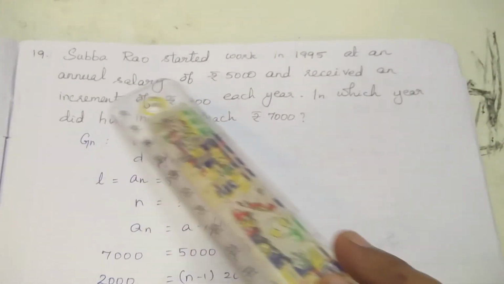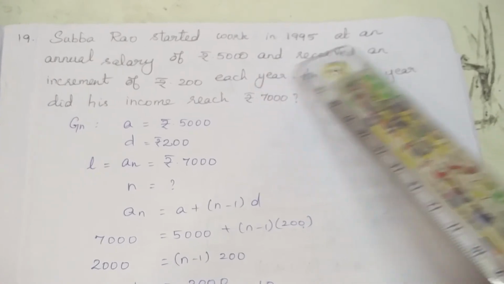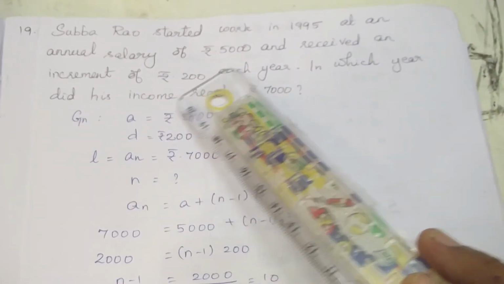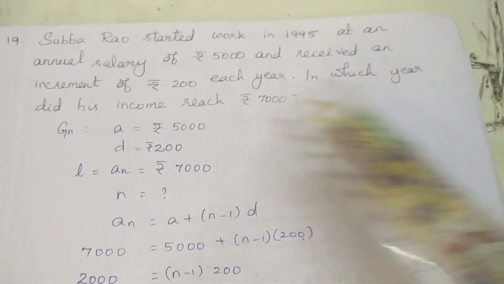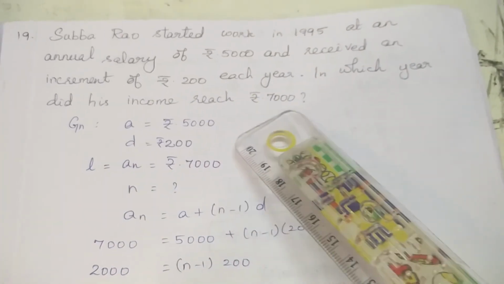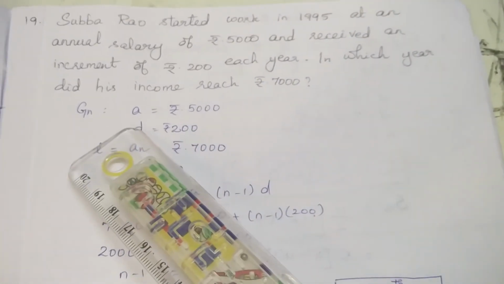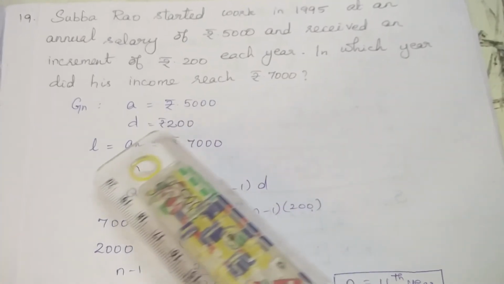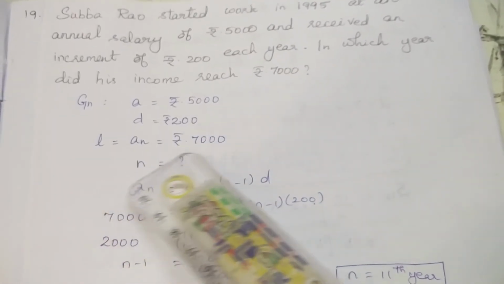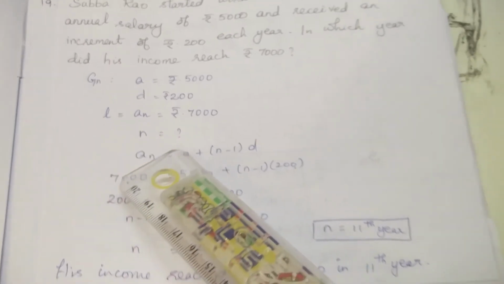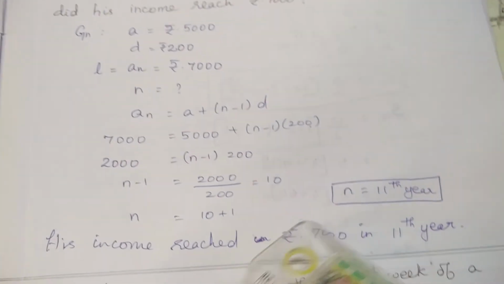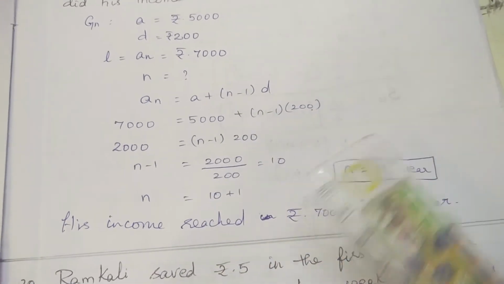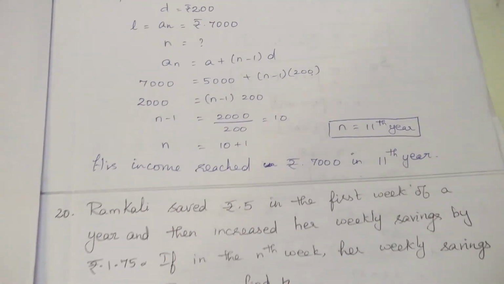And the 19th sum. Subbarao started work in 1995 at an annual salary of rupees 5,000 and received an increment of rupees 200 each year. In which year did his income reach rupees 7,000? A equal to 5,000, D equal to 200, An equal to 7,000. N you have to find. So substitute in the general term formula and find the N value. So in the 11th year only he reached 7,000.